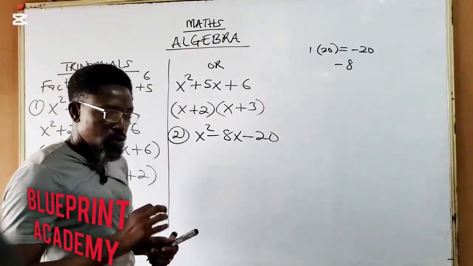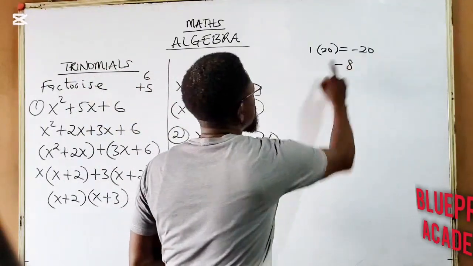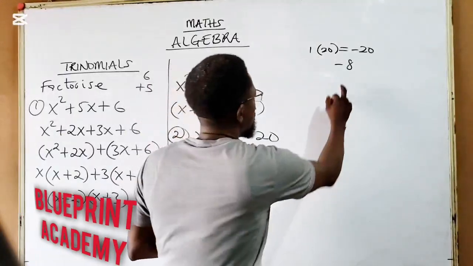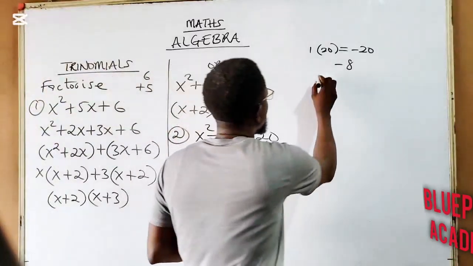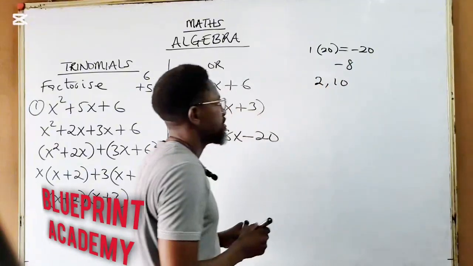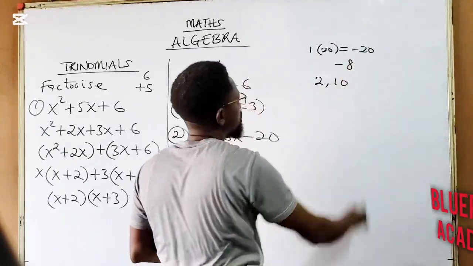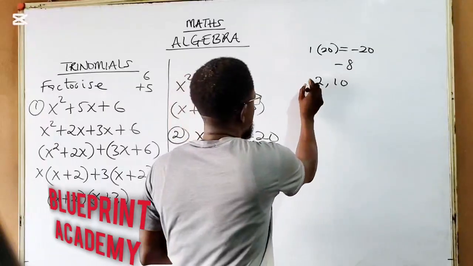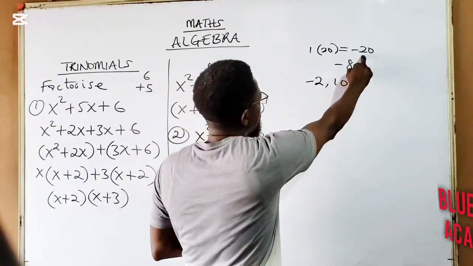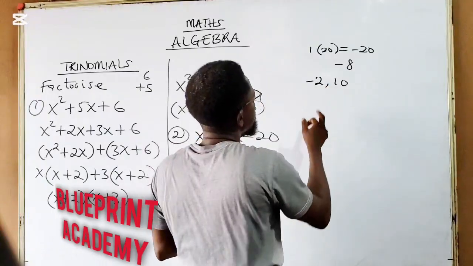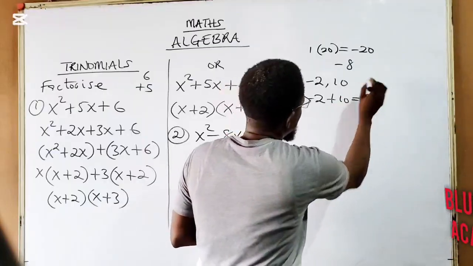So now we look for two numbers such that when we multiply them, it will give us minus 20, and when you add, you get minus 8. The two numbers we can use are 2 and 10. Now 2 times 10 is plus 20. We need something that will give us minus 20, so I'll put a minus here. Minus 2 times 10 will give us minus 20. Minus 2 plus 10 will give us plus 8.